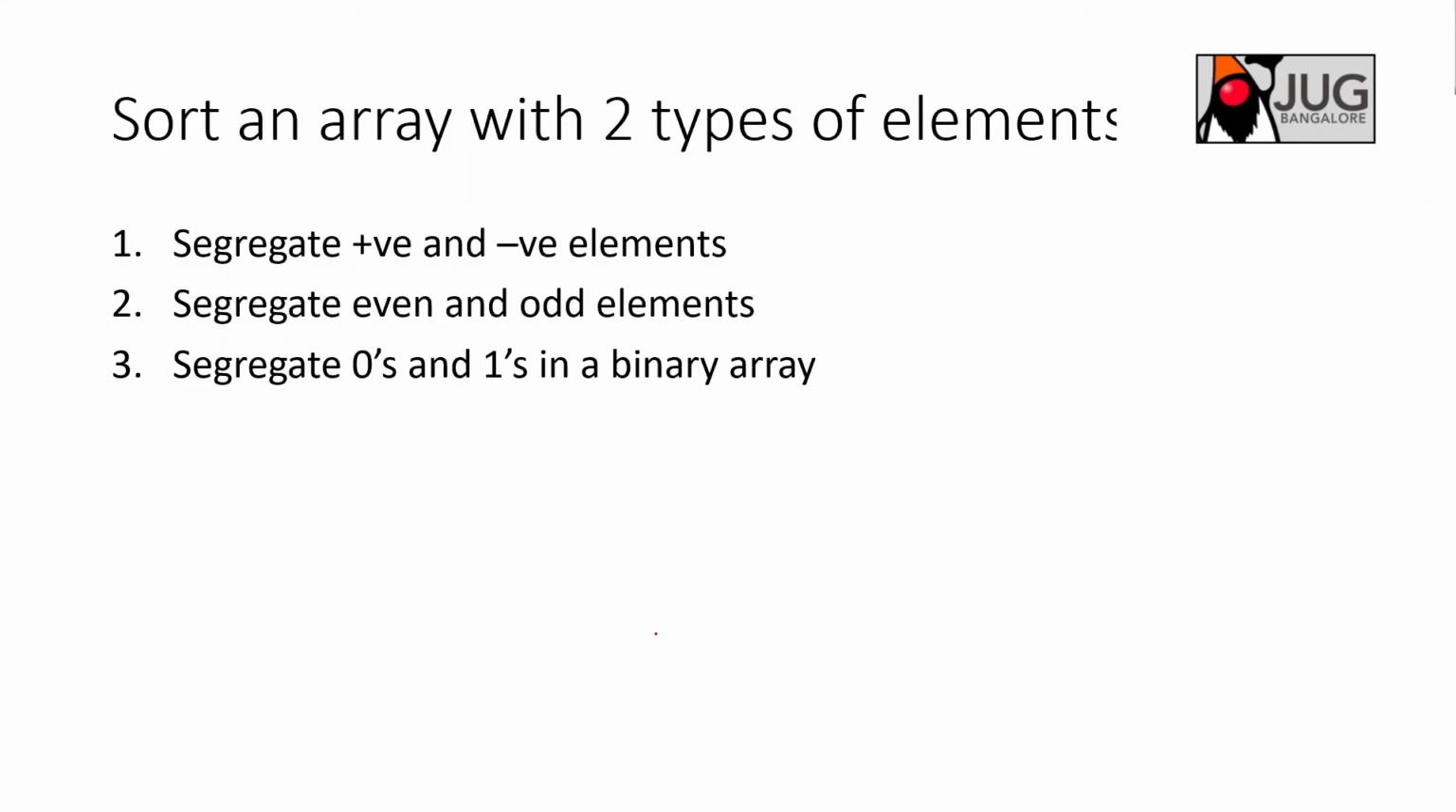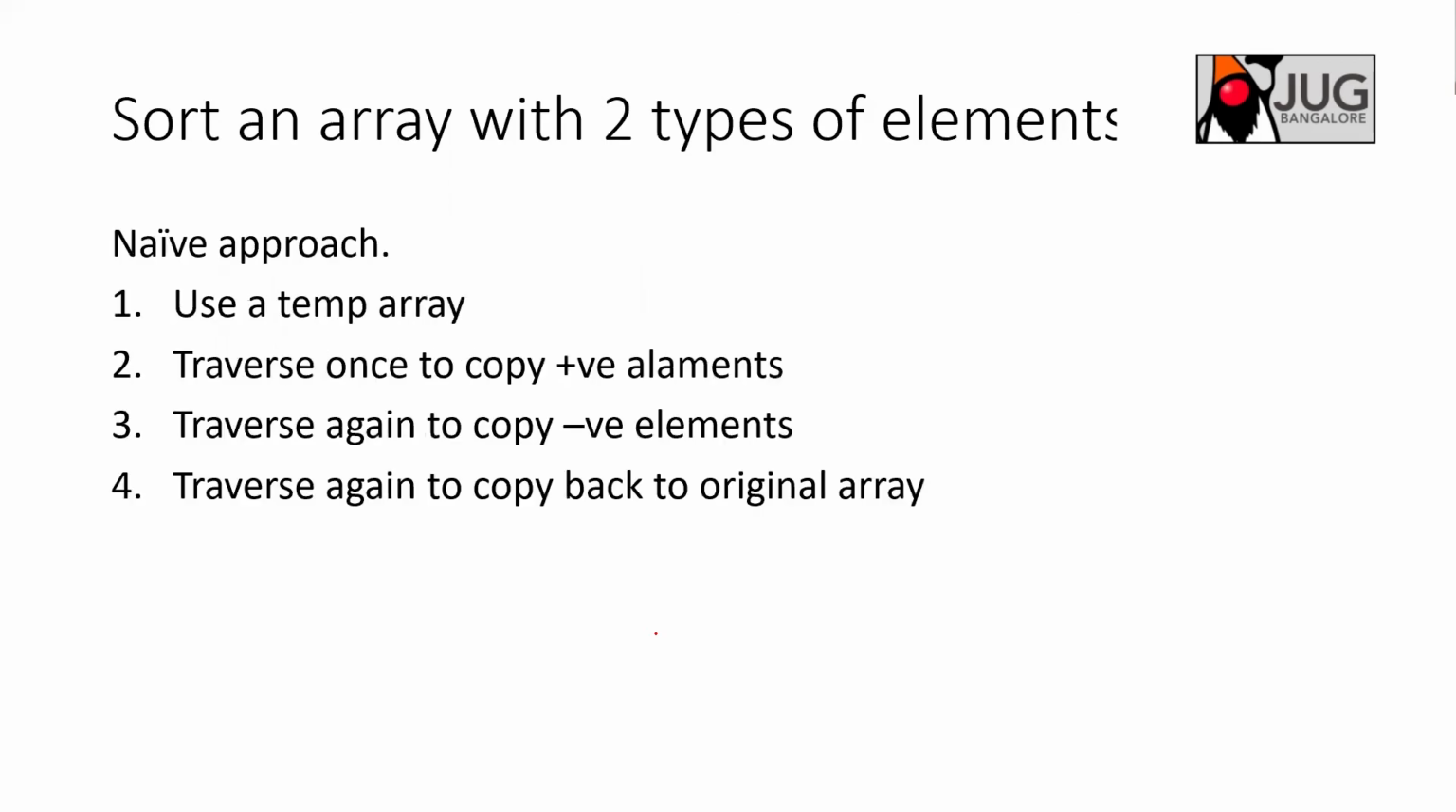It does look a bit complicated, but now that I have covered so much theory and some examples, it looks pretty simple. But once the examiner asks you how you will do it, sometimes people will blink. But anyway, another question can come: sort an array with 2 types of elements.